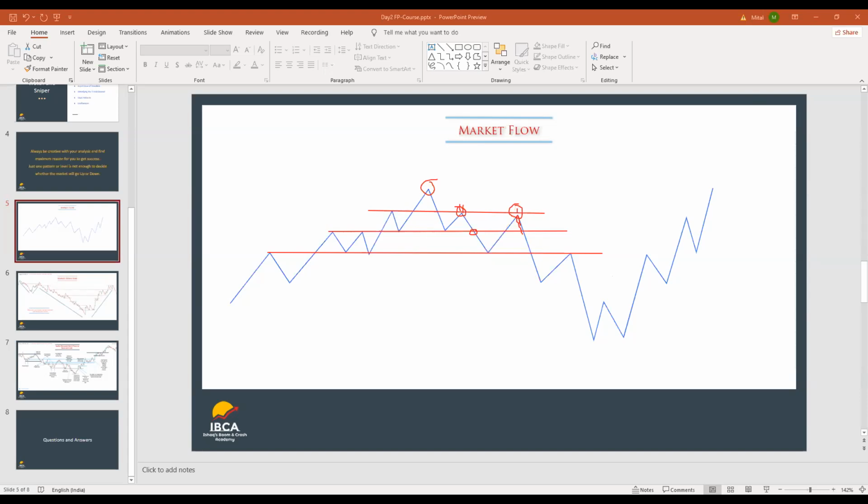See, I would not buy again. Let me give you the reason for that. You see, this is the first time it broke the neckline very strongly, right? Yes. It has broken the neckline and tested this level, this previous structure high again. But did it break it? No. It just went straight back. This level is again broken very easily.